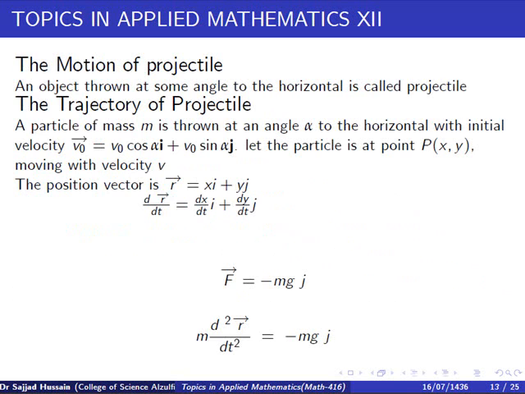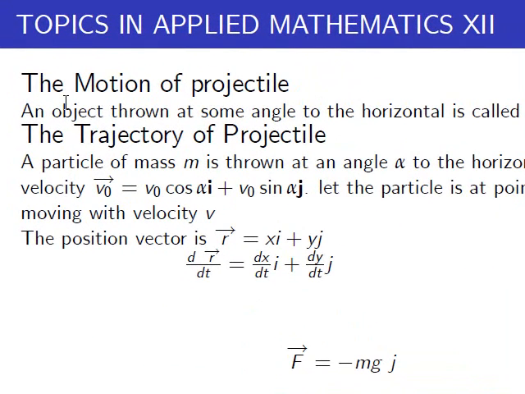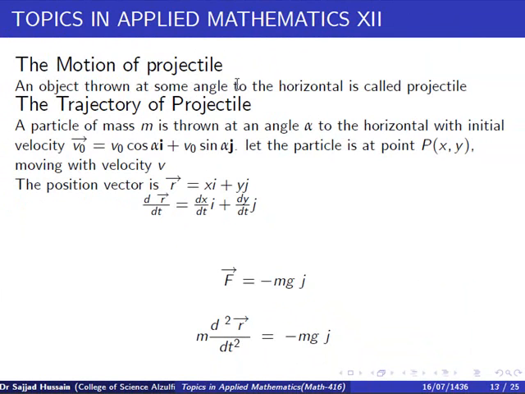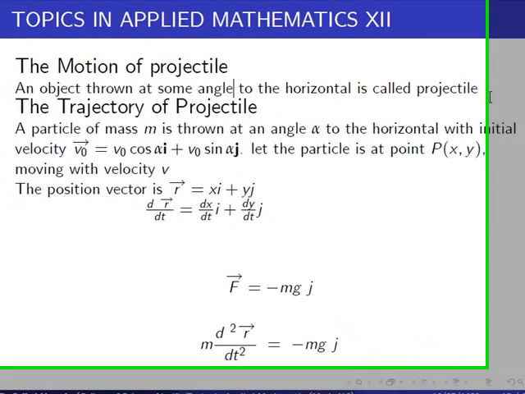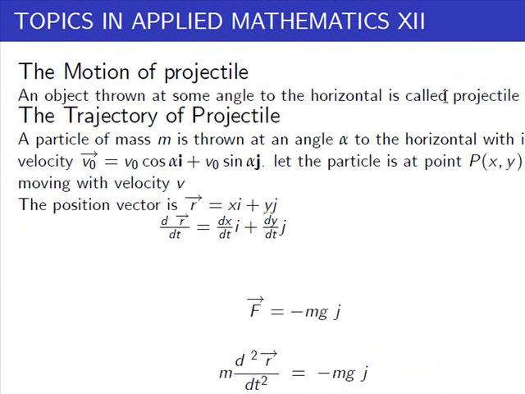Now we discuss another important physical problem related to initial value problems: the motion of a projectile. What is a projectile? An object thrown at some angle to the horizontal is called a projectile. For example, an object thrown from an aeroplane or a stone thrown by hand. These are examples of a projectile.